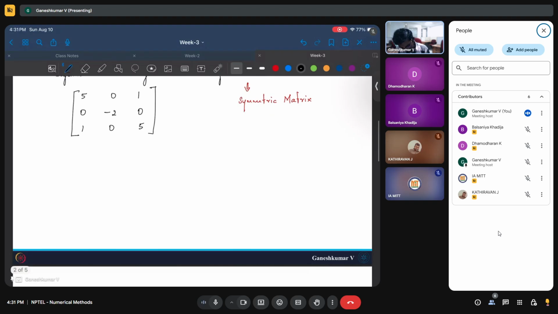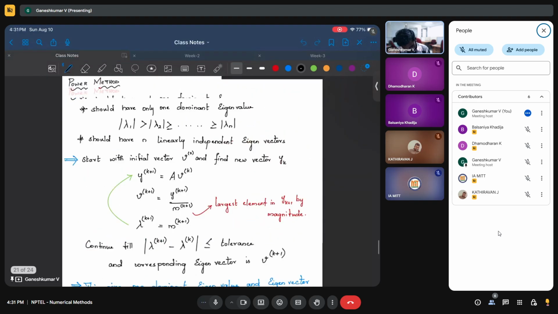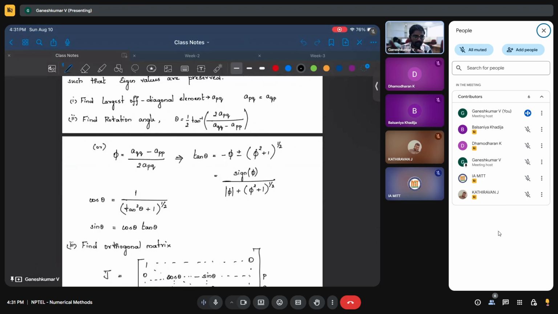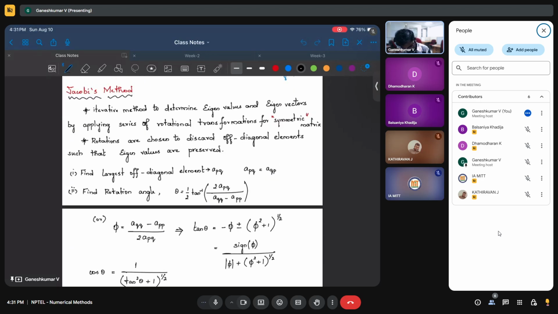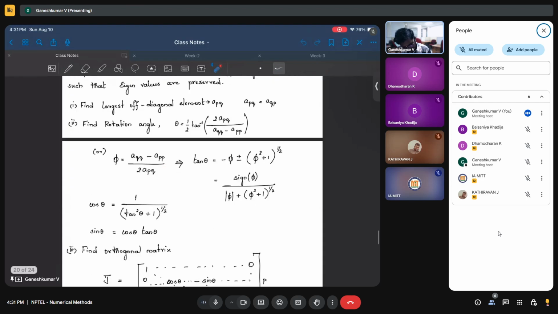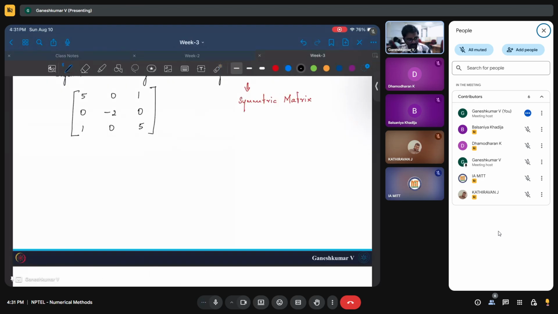Now what is step 1? If I go back to these notes, and I encourage everyone to take notes while you are listening to the lectures, it will help you remember what is going on. Here the first thing is to find the largest off diagonal element. Let's do that.